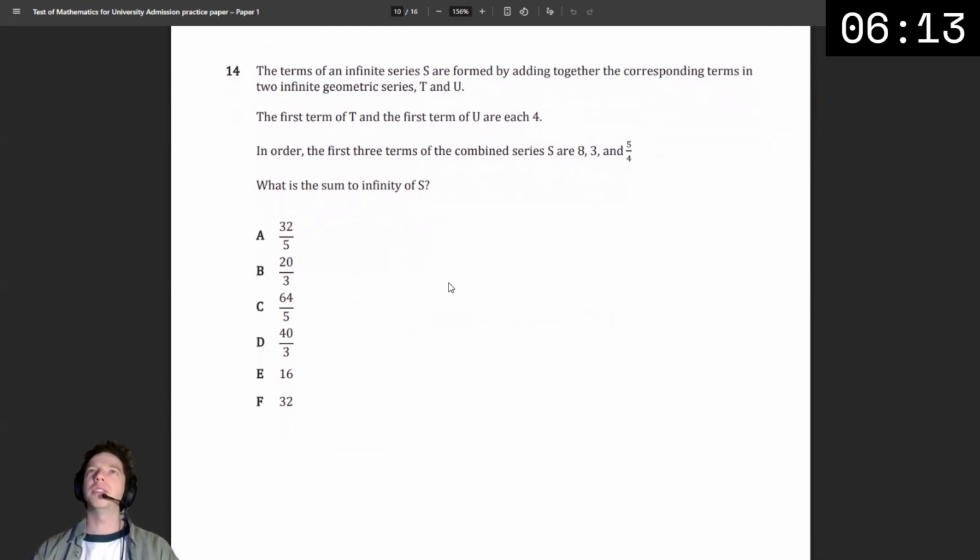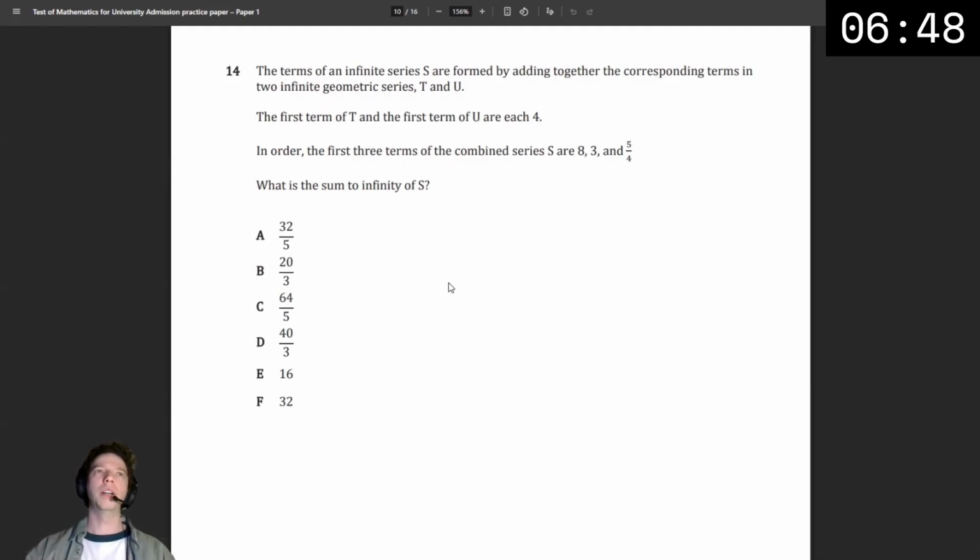The terms of an infinite series S are formed by adding together the corresponding terms in two infinite geometric series, T and U. Okay. So S is the sum of T and U. The first term of T and the first term of U are each 4. In order, the first three terms of the combined series S are 8, 3, and 5 over 4. What is the sum to infinity of S? Okay.